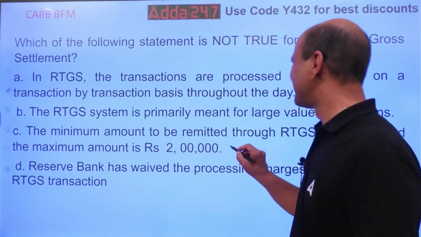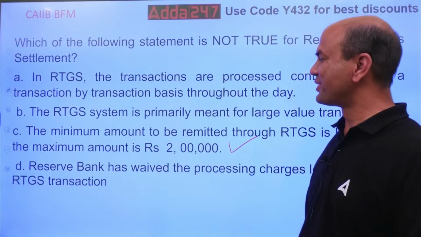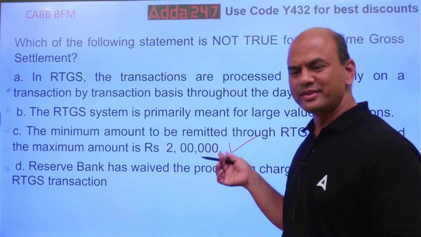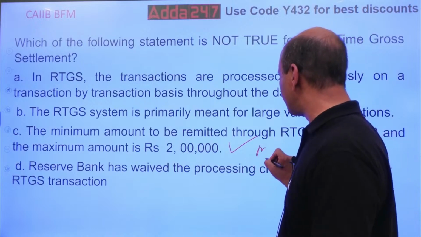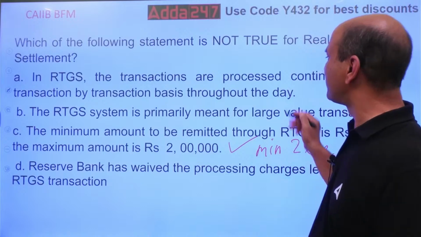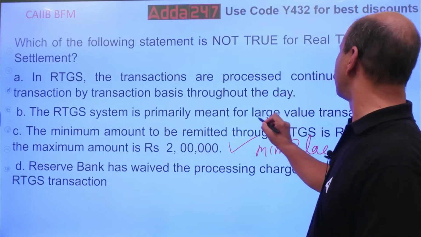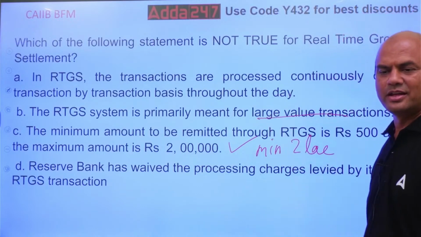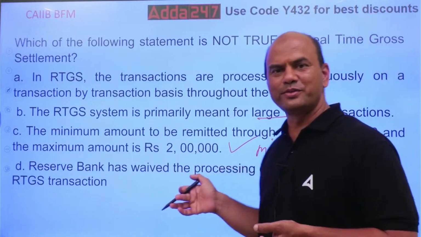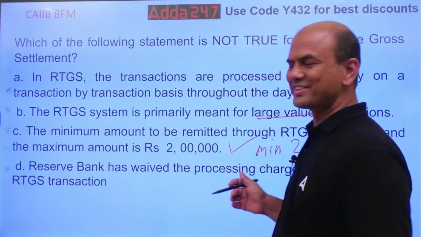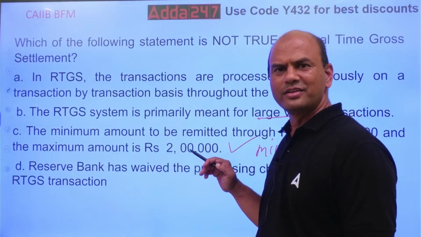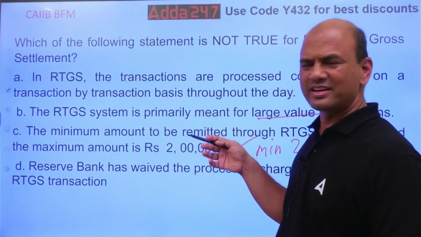The answer is C. Minimum amount 500, and what is all this? RTGS has a minimum amount of 2 lakh rupees. That's why we call it high value, large value transactions. If I am calling it large value and then saying 2 lakh, is 2 lakh a large value? Okay, so this is gone. Remaining all are correct.